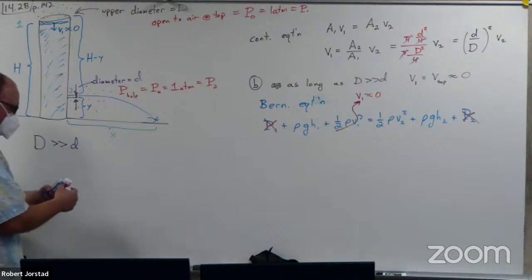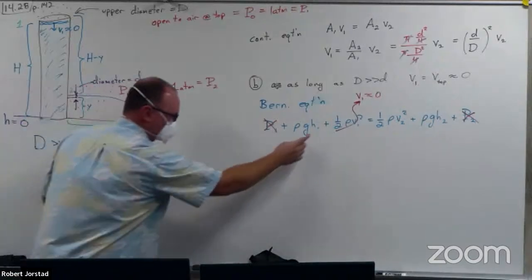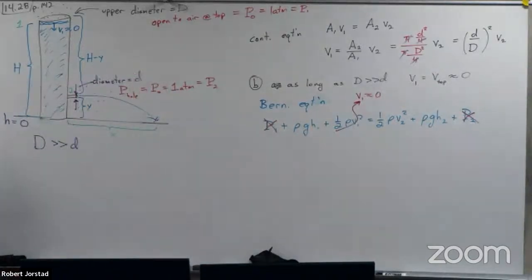Now, can we just pick an easy reference level? How about the bottom is height equals 0? Is that showing up, Jules? Yeah. Okay. So if the bottom is our height zero, what's the height of surface 1? Capital H.